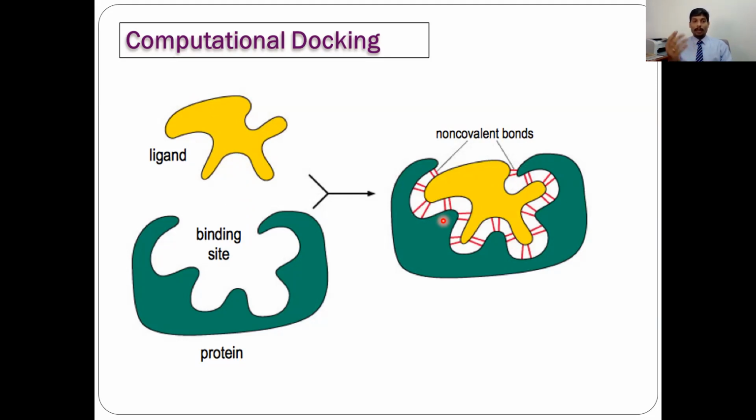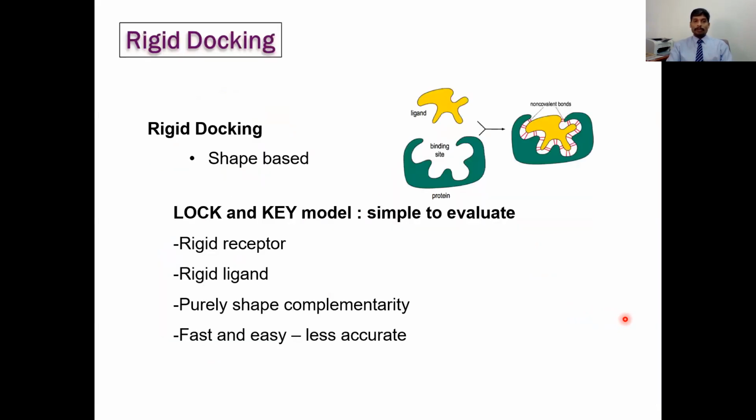There are so many possible orientations. Maybe this structure may come here, this may go here. We don't know which is the best way. But if you define it already and just do the docking, that is called rigid docking. Rigid docking is very simple. It will not take much time and is computationally very cheap. It's just a few calculations only. But the limitation is it's not very effective. It's just like a lock and key model, but inaccurate.